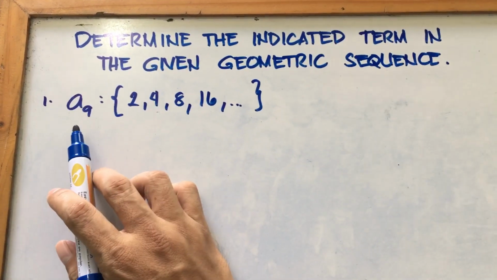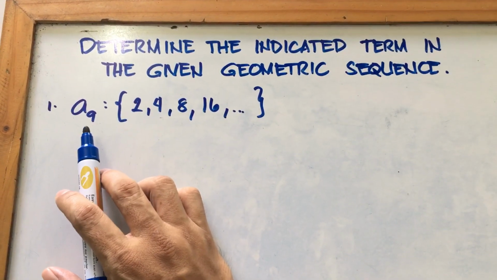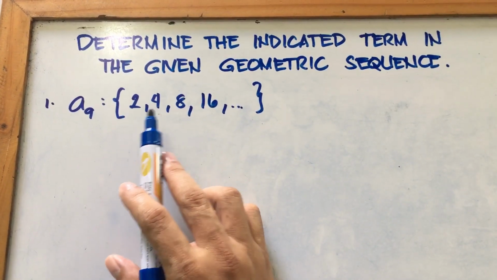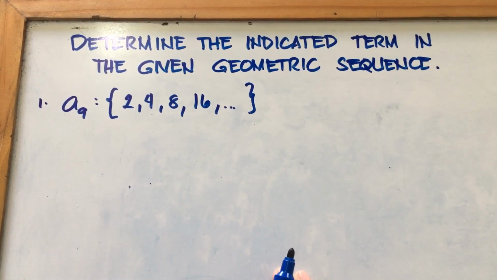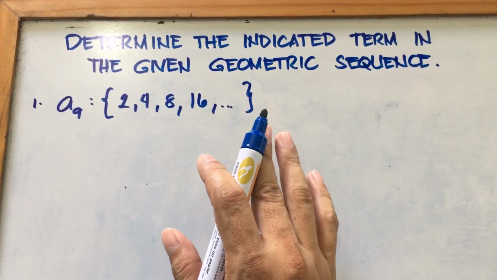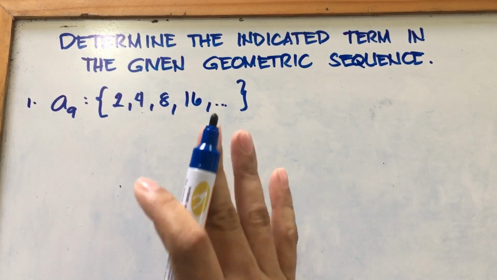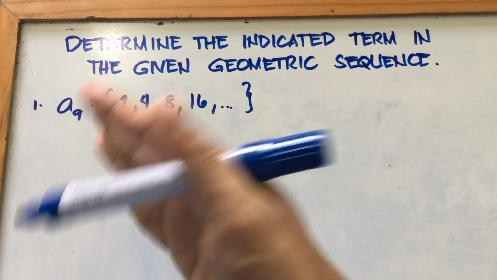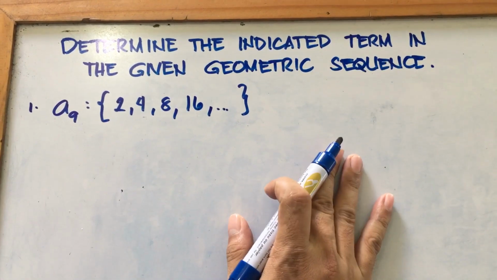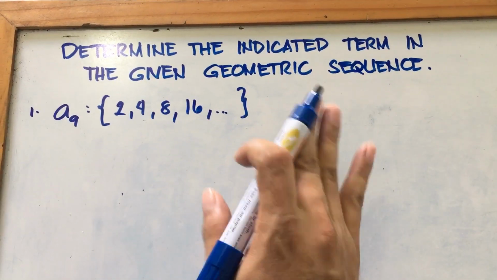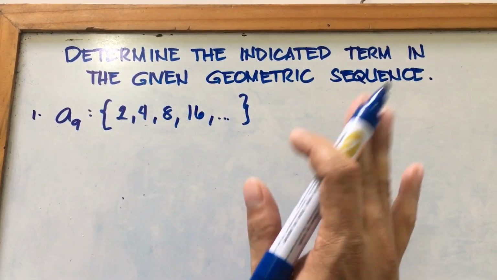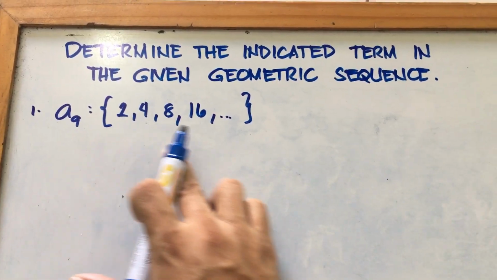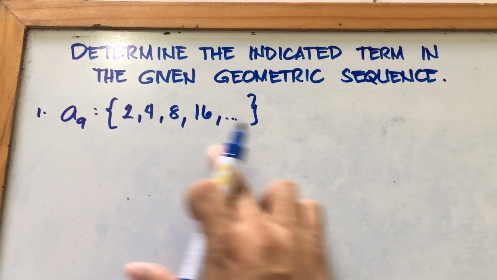If we have a sub 9, it indicates the ninth term, a sub 9, and you have the sequence 2, 4, 8, and 16. We all know that in an arithmetic sequence, if a certain constant number is added to each term to find the next term, that is an arithmetic sequence, and that constant number we call the common difference. Now, if we try this one, we need to find the common difference.